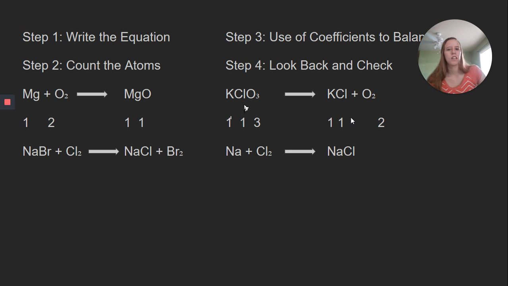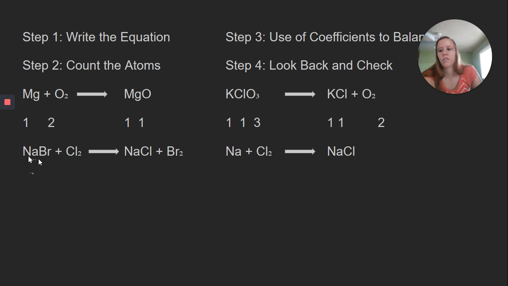Next, we have this one. We're going to count all of our atoms first, excuse me. So we have 1 potassium, 1 chloride, and 3 oxygen. And then in our product, we have 1 potassium, 1 chloride, and 2 oxygen.